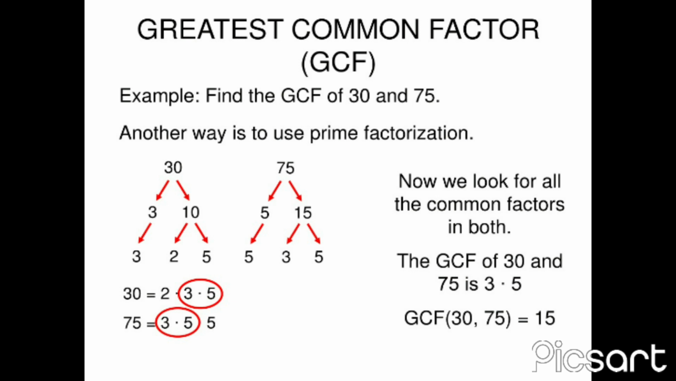Now we look for all the common factors in both numbers. The common factors of 30 and 75 are 3 and 5. When we multiply 3 times 5, we have 15 as the greatest common factor.